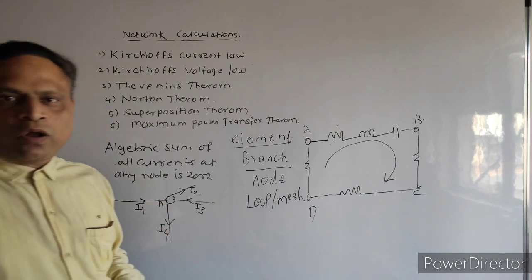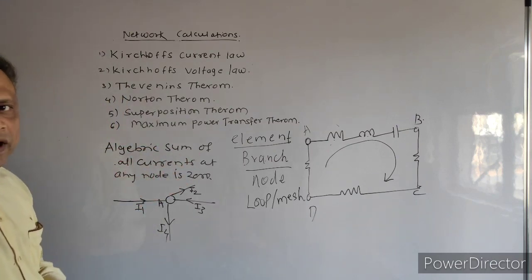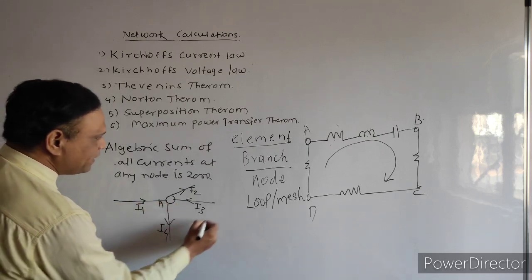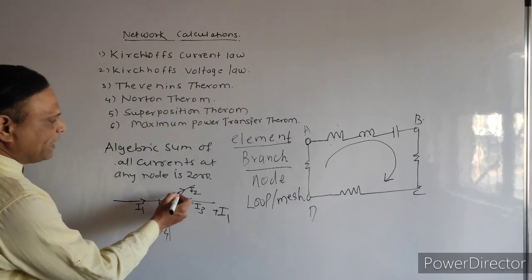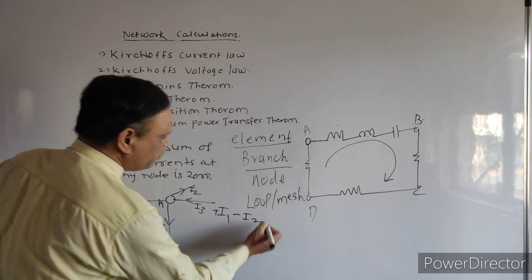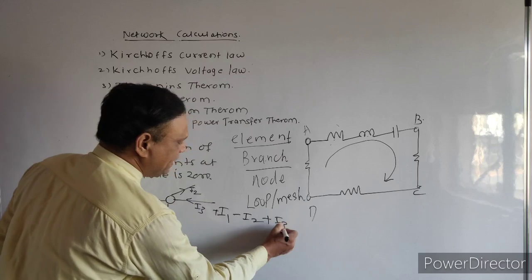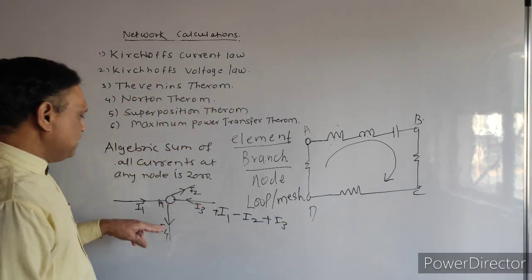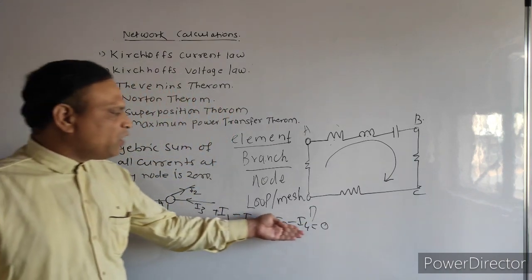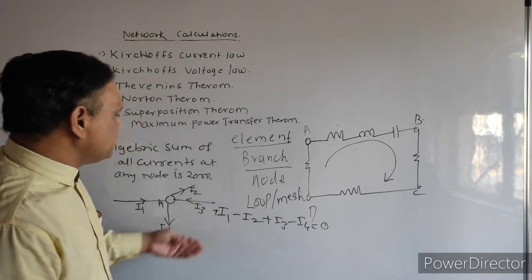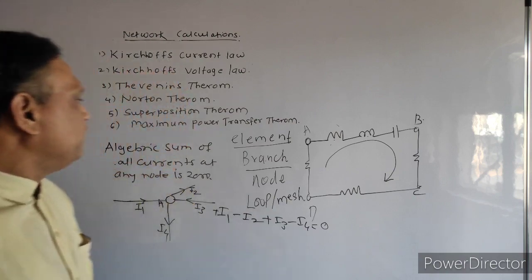Now at node A we have already said that the algebraic sum of all currents at any junction or any node point is zero. So as I1 is entering, we will treat I1 as positive, so plus I1 we will write here. Now I2 is leaving, so we will treat it with the minus sign, and again I3 is entering, so we will treat I3 as plus, and since I4 is leaving the junction, minus I4. The algebraic sum of all the currents at the node is 0. This will be the equation at node A.